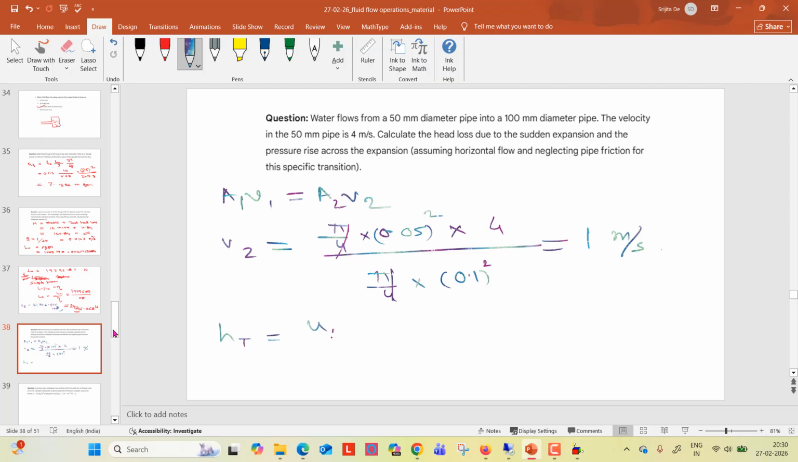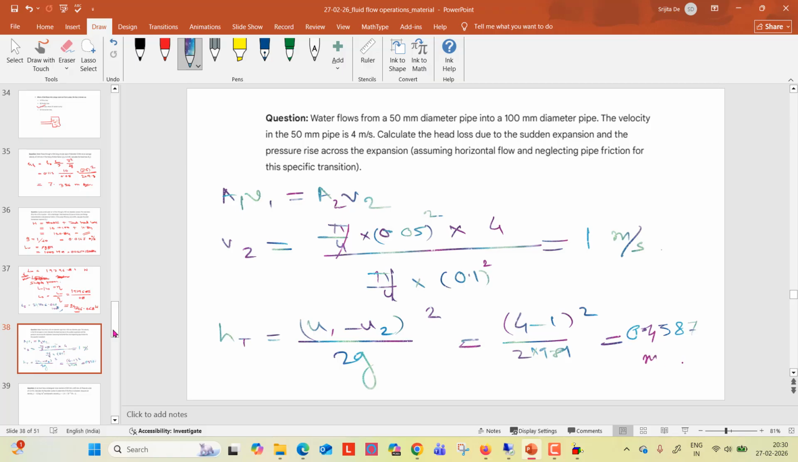The head loss due to expansion is given as V1 minus V2 whole square divided by 2g. So it is coming as 4 minus 1 whole square by 2 into g, which is 0.4587 meter. So this is the head loss due to sudden expansion.